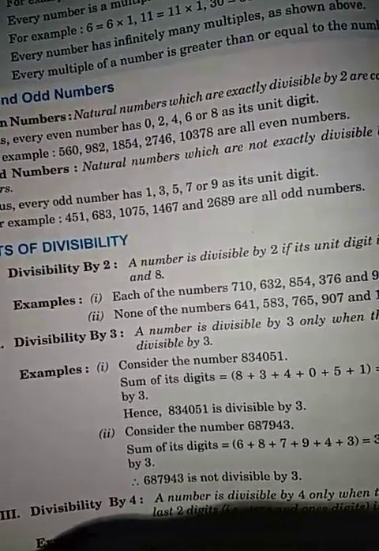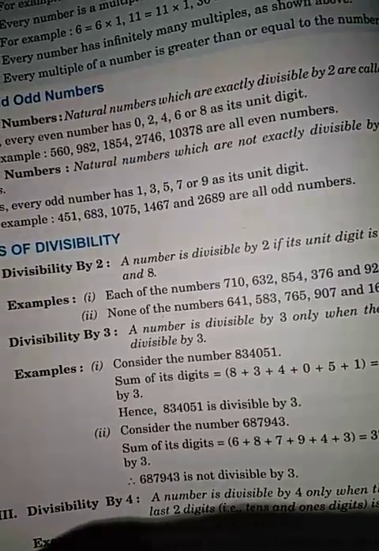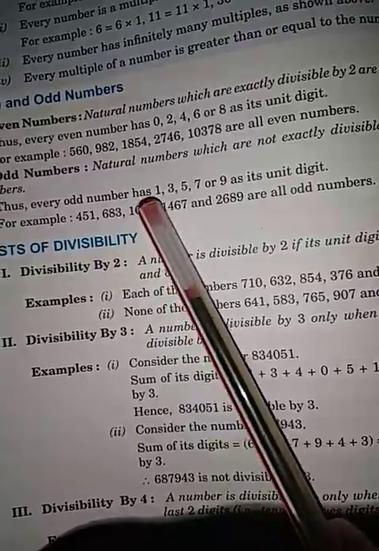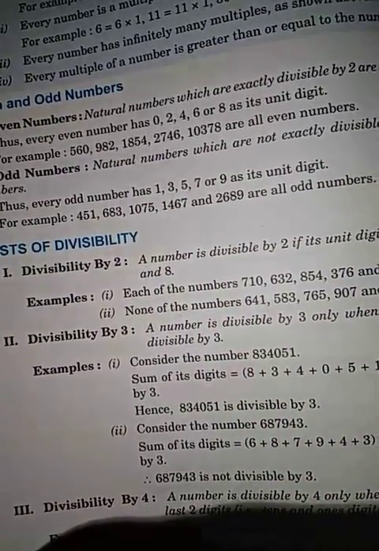Odd numbers. Natural numbers which are not exactly divisible by 2 are called odd numbers. For example, 1, 3, 5, 7 or 9, etc.